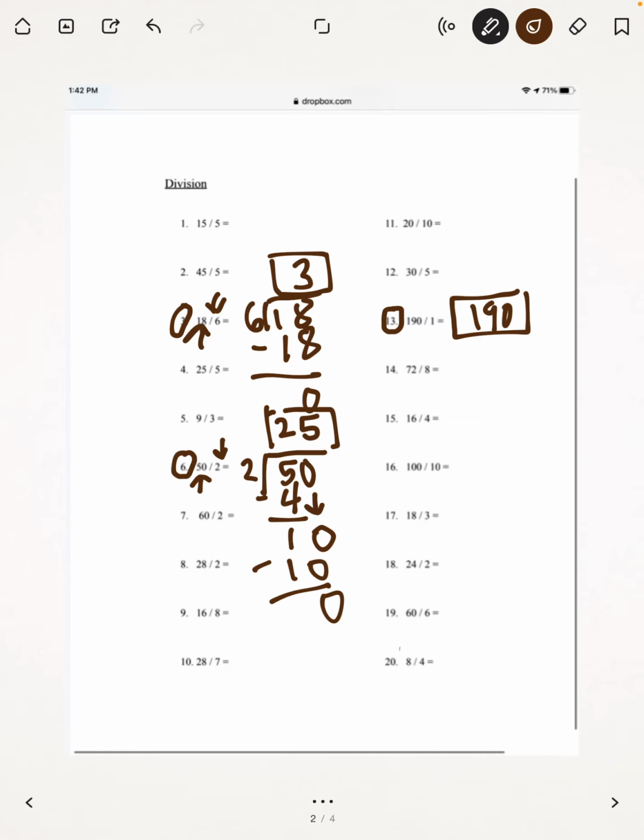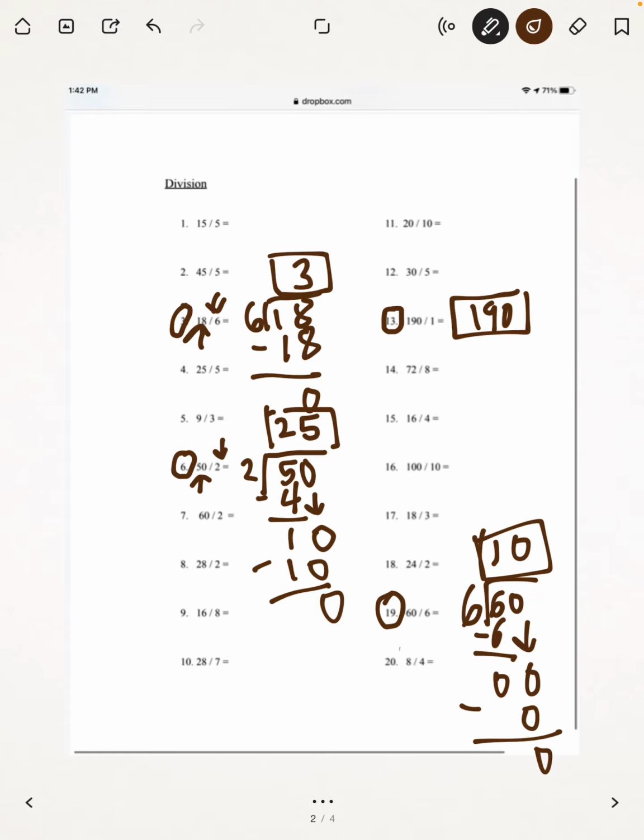And the last problem we're going to be doing on this page is number 19. 60 divided by 6. 6 goes into 6 one time. Subtract, bring down the 0. 6 goes into 0 zero times. We subtract, we get 0, and our answer is 10.